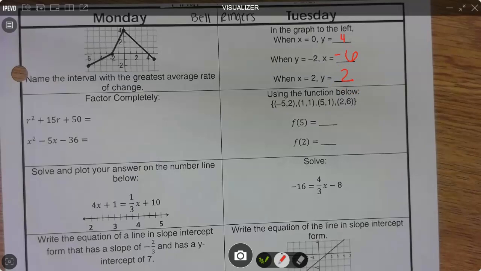Find the distance between the points on the graph. So find the distance between the points on the graph.